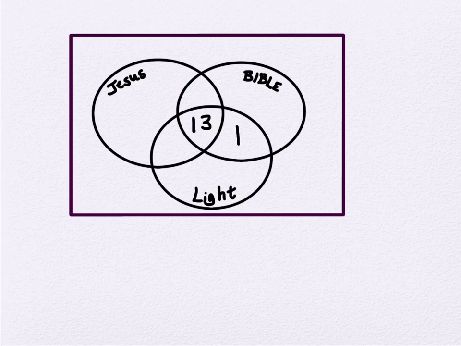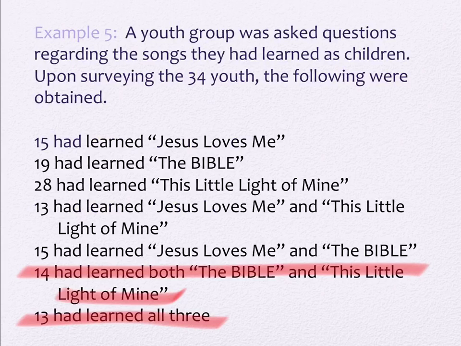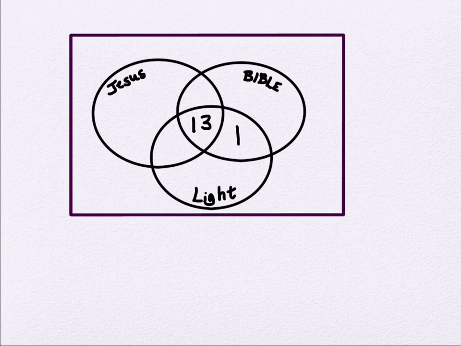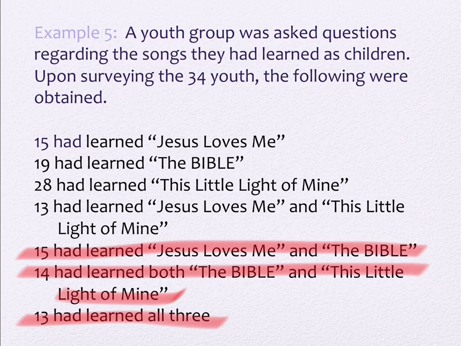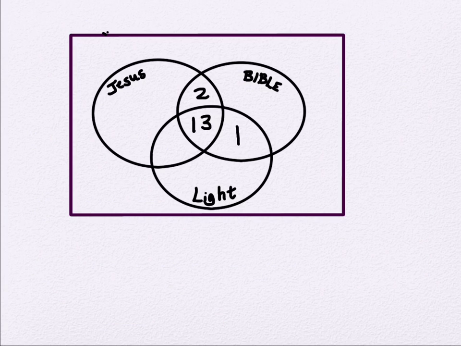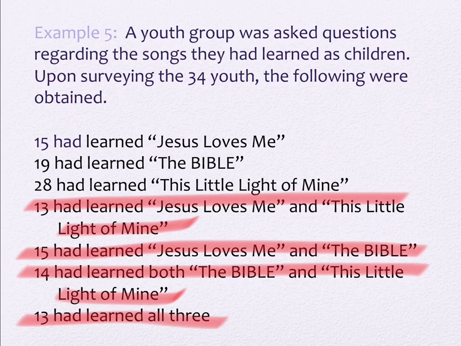Okay, there's 14 now represented that intersect those two circles. The next one, 15 for Jesus loves me in the BIBLE. 2. So I need 2 on the top, right? That's the BIBLE and Jesus loves me. The next one is 13 is Jesus loves me and this little light of mine. Right. And I did that on purpose because I want you to understand it's okay to have a 0 in your diagram. There's nothing wrong with that. Okay? Alrighty then.